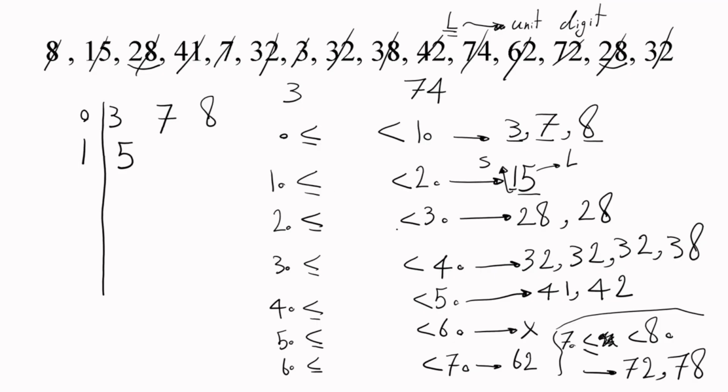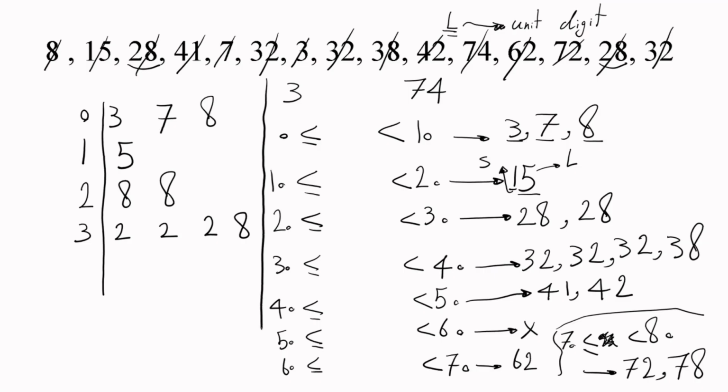When it is between 20 and 30, the stem is 2. For 28, I have two 28s and I must mention both of them separately. I should not say that because the numbers are repeated I write it once. No, that's totally wrong. When the number is between 30 and 40, I have three 32s. The stem is 3, and the leaf for three of them is 2, and I have 38. I'm going to write it here.